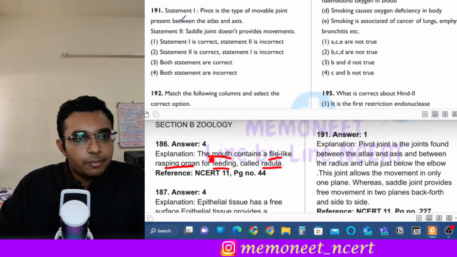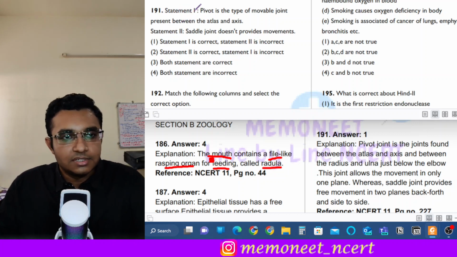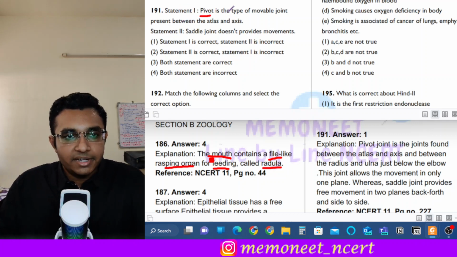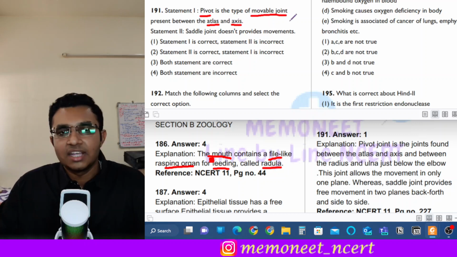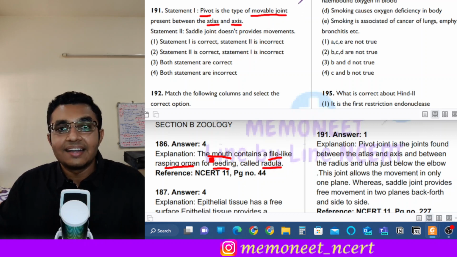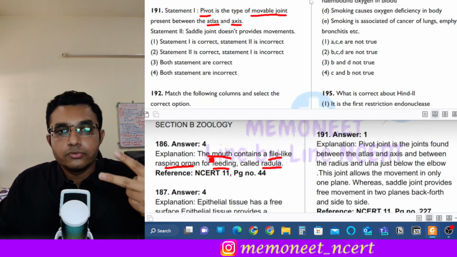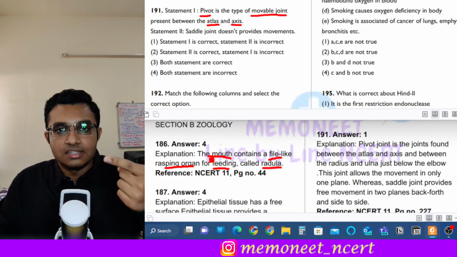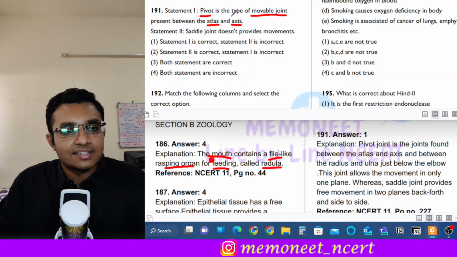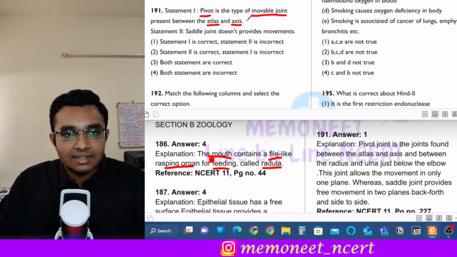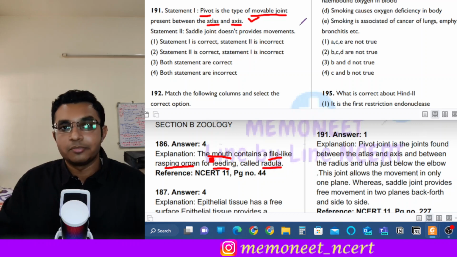It is a statement based question, and here the first statement is: pivot type of joint is a type of movable joint which is present between the atlas and the axis. Now you might be knowing that the atlas and the axis are the first two cervical vertebrae. It is C1 and C2, called the atlas and the axis. So this is a correct statement because the joint between them is the pivot joint.